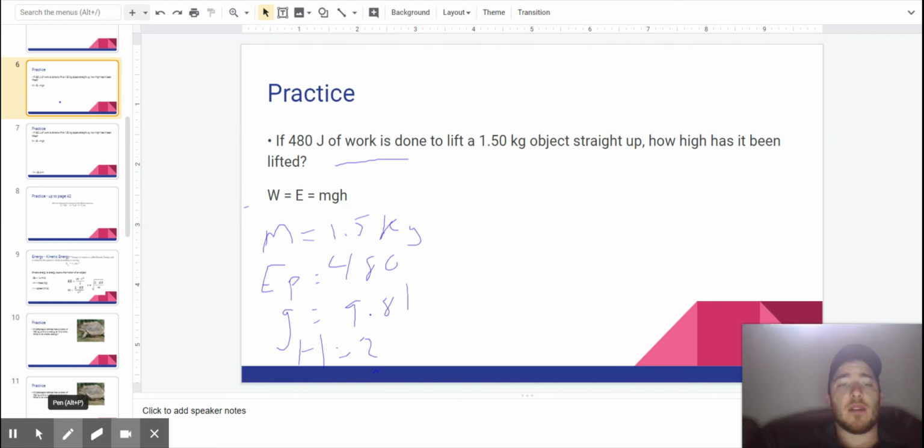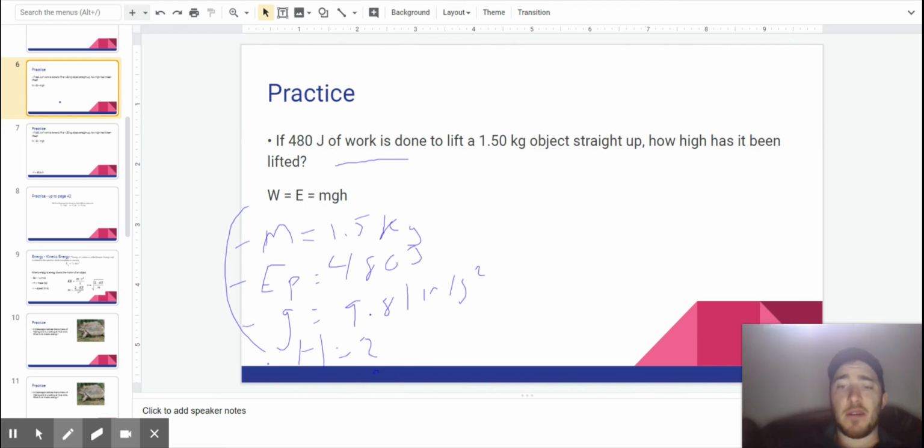So I'm going to write down the things that I know. So I know the mass, I know the potential energy. This is joules, this is meters per second squared. This is gravity, and what we don't know is height. It's asking you how high has it been lifted.